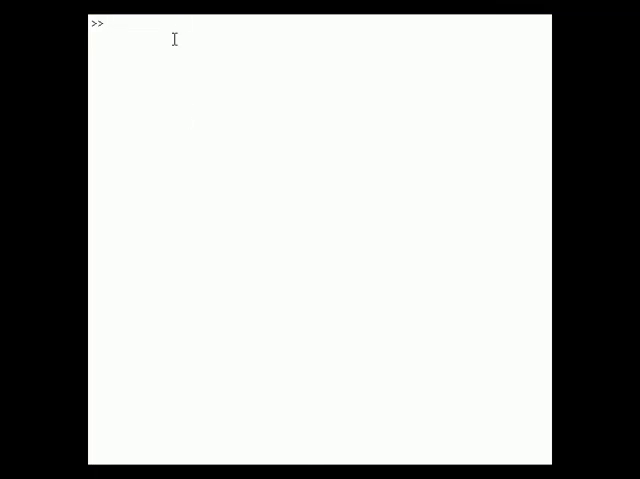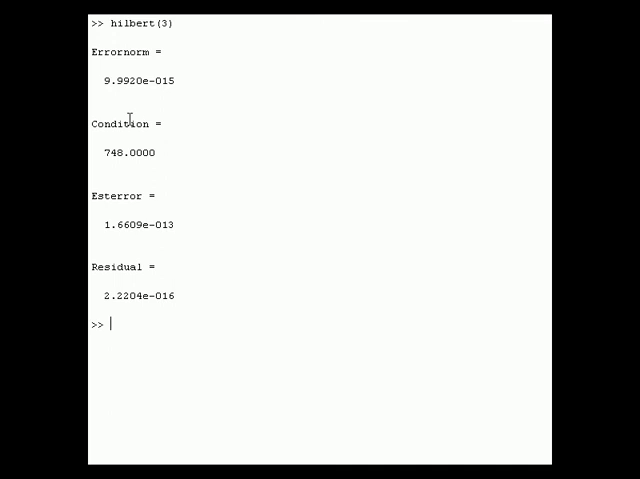Okay, so let's call our program Hilbert. We'll solve a 3 by 3 Hilbert matrix. And the norm of the error is around 10 to the minus 15th, which is what you expect. Condition number is 748. Well, that sounds bad, but it's really not too bad, only order 10 squared, 10 cubed. So our rule of thumb estimate is the condition number times the machine precision. So our rule of thumb says the error should be about 10 to the minus 13th. It's actually 10 to the minus 15th. Well, so we're off by two factors of 10. The residual is real small also.